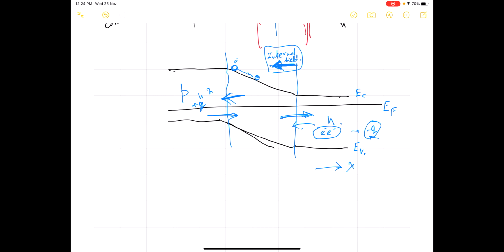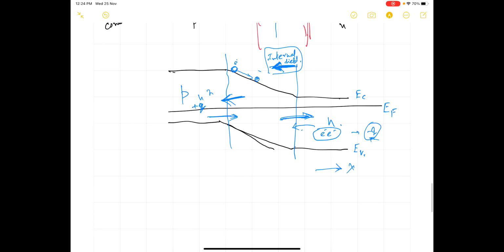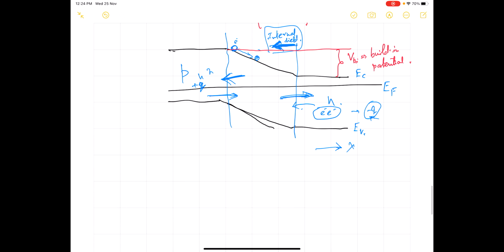Now we want to talk about the potential in this barrier, in this junction. Let me draw it here. This is the total potential that will work on the charge carriers, the net potential. We call this the built-in potential, VBI, the built-in potential in the p-n junction. Let me plot it once again.